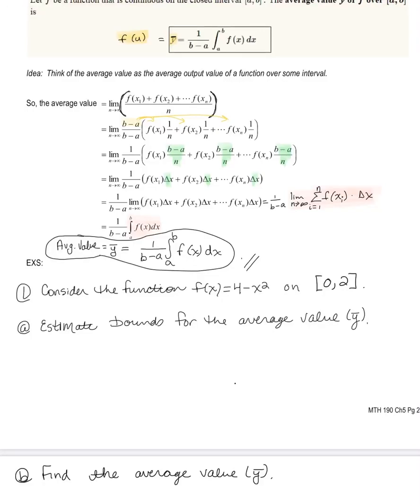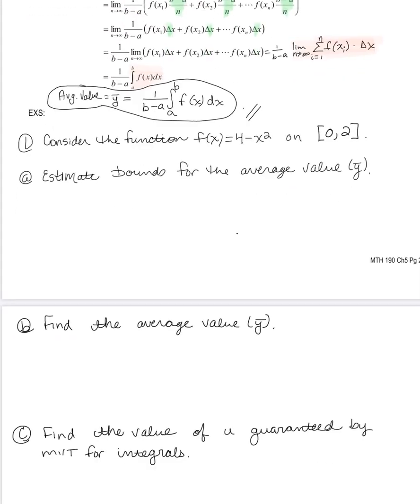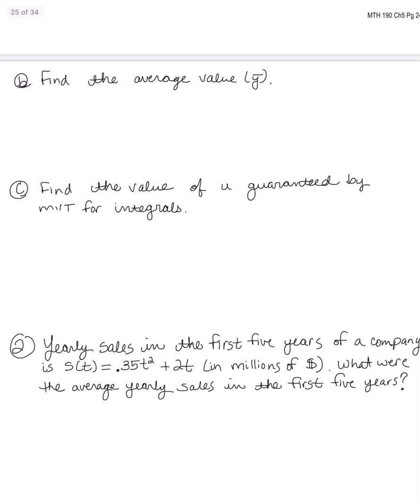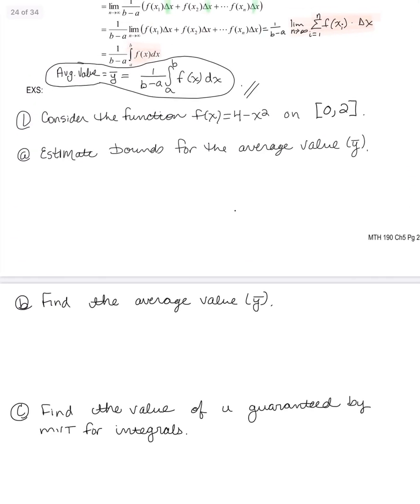We're going to end this section, whatever we're in. I've lost track of my section numbers. 5.4. So we're going to end 5.4 by looking at some examples of the average value and the mean value theorem for integrals that we developed last time. So go back and watch those videos, but I'm going to jump in with a couple final examples.